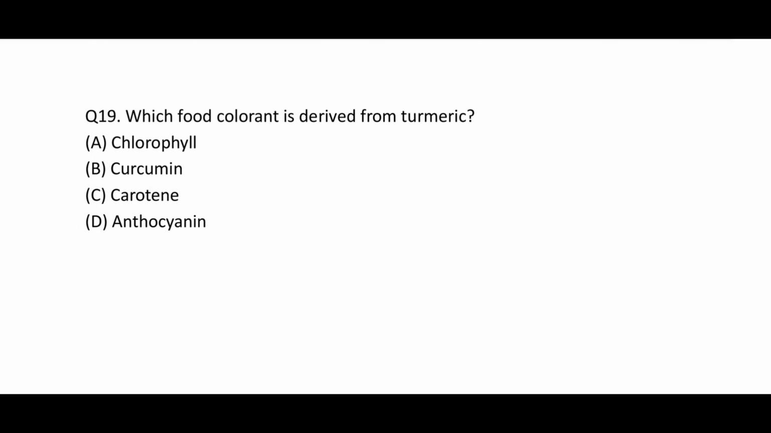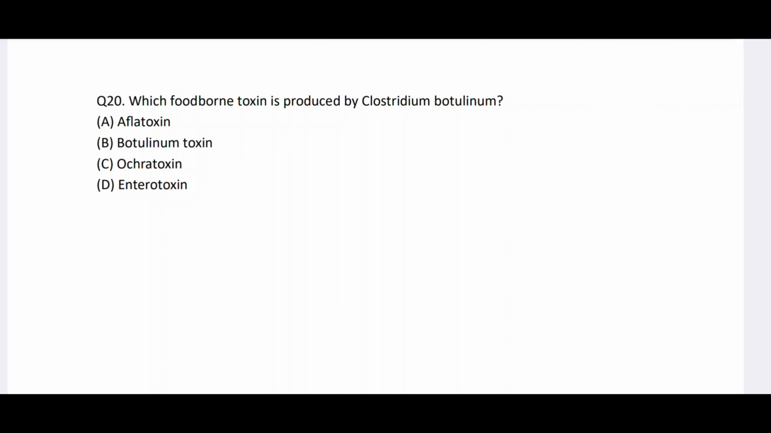Next question is, which food colorant is derived from turmeric? The right answer here is option B, which is curcumin. Curcumin is responsible for the bright yellow color in turmeric. Next question is, which foodborne toxin is produced by Clostridium botulinum? The right answer here is option B, which is botulinum toxin.